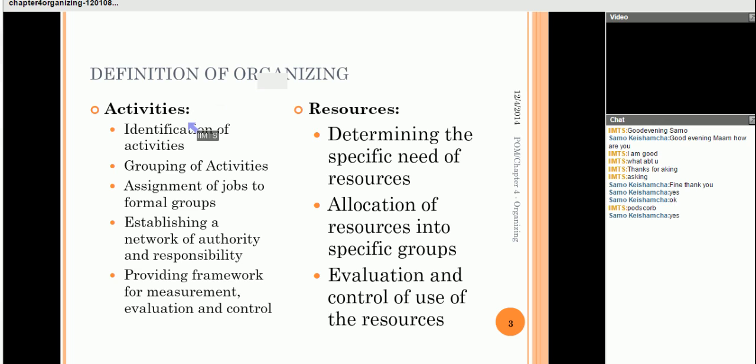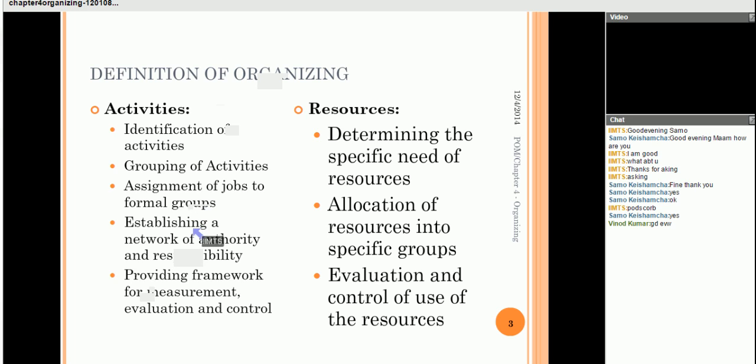Organizing is the identification of activities, grouping of activities, assignment of jobs to formal groups, establishing a network of authority and responsibility, providing a framework for measurement, evaluation and control. So these are the main activities which fall under the category of organizing. We have to identify what has to be done, then group the activities, assign the jobs, and establish the network of authority and responsibility.